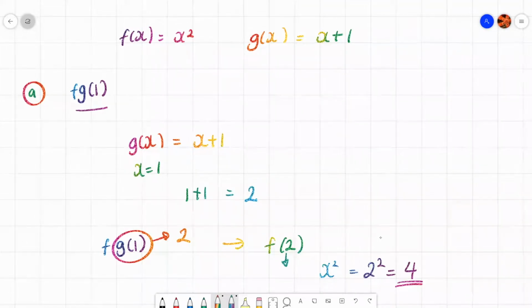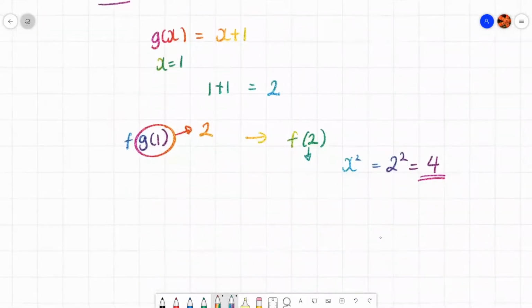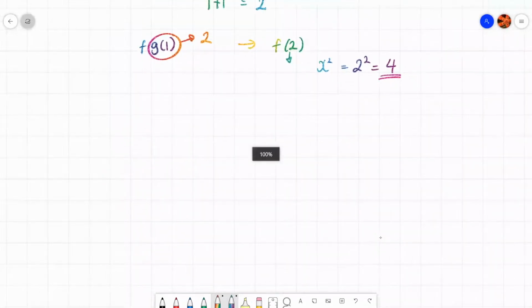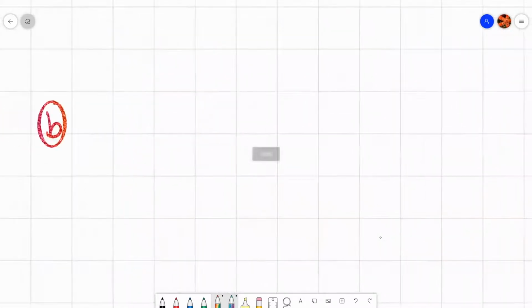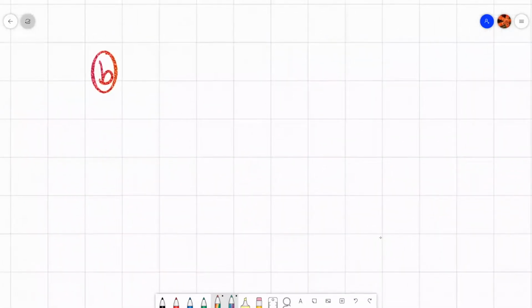Okay. So slightly tricky and slightly more complicated this time. Let's have a look again at another example like that. Let's zoom in a little bit. Right, so let's have a look at fg of 3.